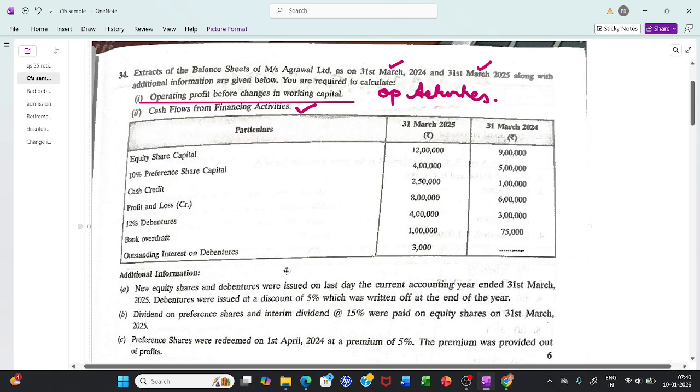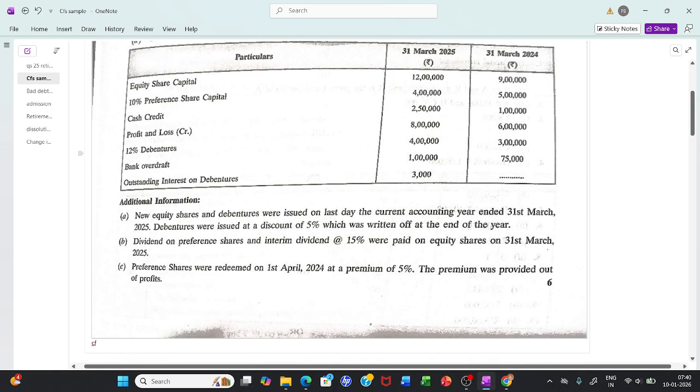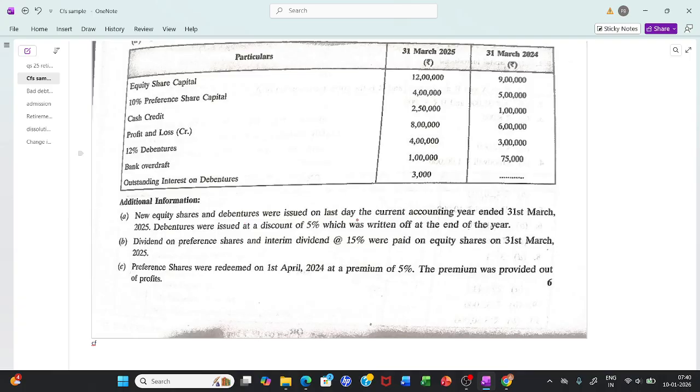We should always read the adjustments quickly and then come to the normal questions. New equity and debentures were issued on last day of current year. So issue of share and debenture is on last day. If we need to give dividend or interest, we need to know this. Debentures were issued at a discount. So whatever is amount of increase of debenture, that's not the actual increase. There was a discount. So amount cash received would be less than the change which is taking place in debentures.